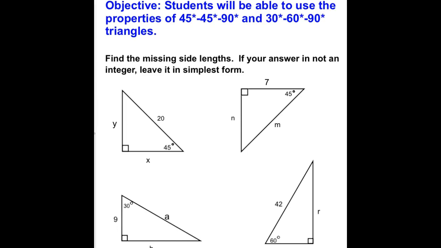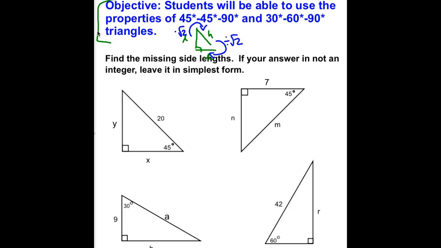All right, our objective on this slide is that you will be able to use the properties of 45-45-90 and 30-60-90 triangles. So we're looking for those special right triangles. If you remember, for 45-45-90, you might want to sketch this picture. We have a right angle, we have a hypotenuse, and we have legs. And there's a relationship between the side lengths. To go from a leg to a hypotenuse, we multiply by the square root of 2. To go backwards, we divide by the square root of 2.